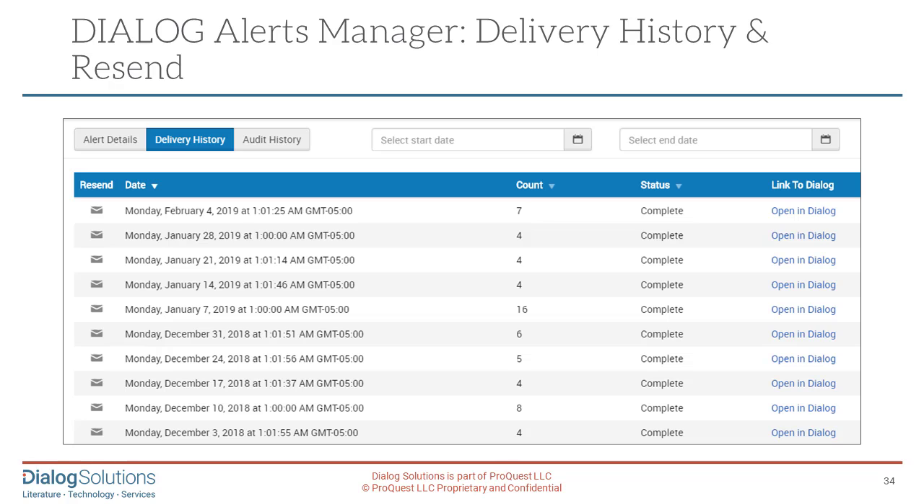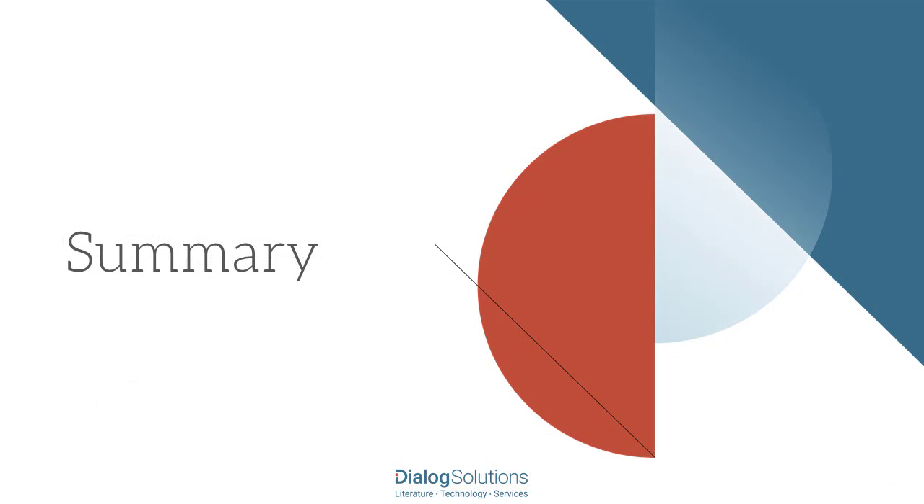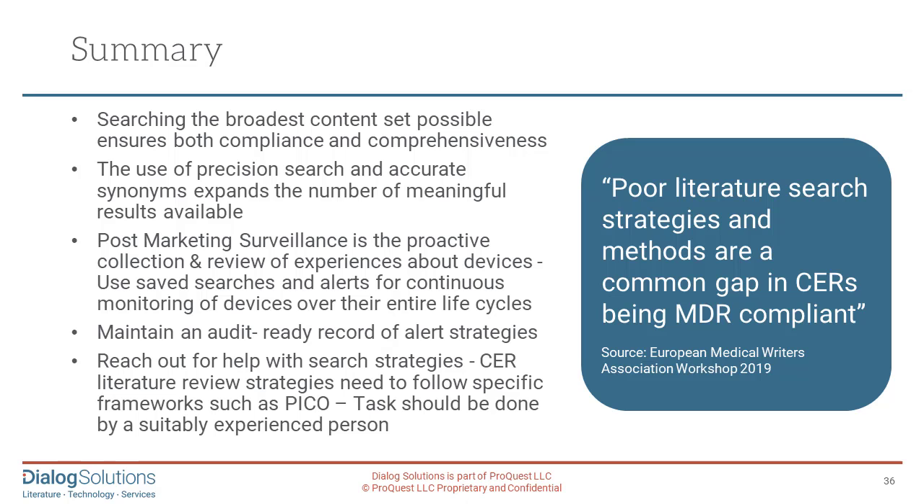I mentioned that you can record the delivery history, and if something terrible has happened, you can resend the alerts. So there is continuity of delivery and you don't miss important references. So in summary, you should search the broadest content set possible. And you need to be very precise and accurate with your search terms in order to obtain the objective of meaningful results.